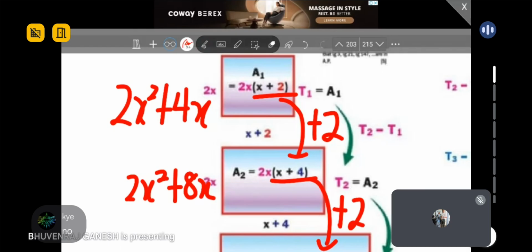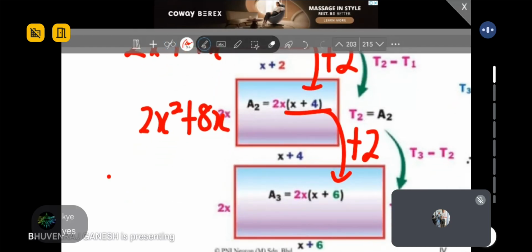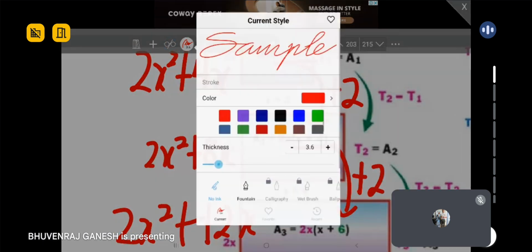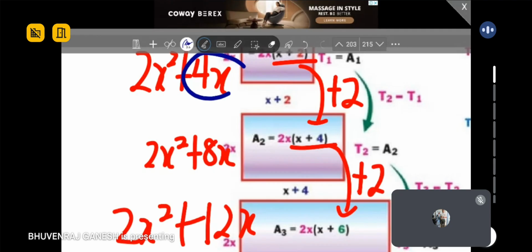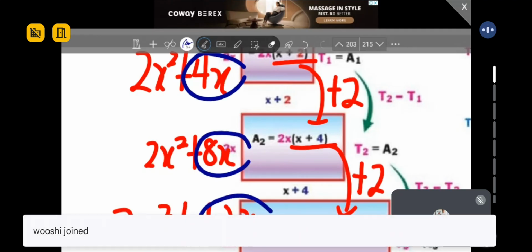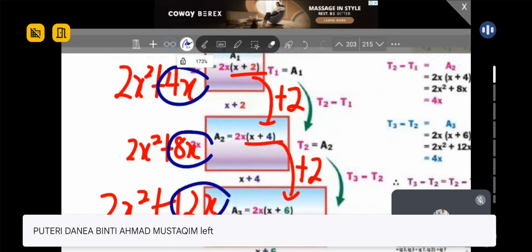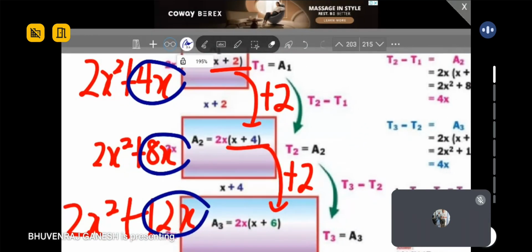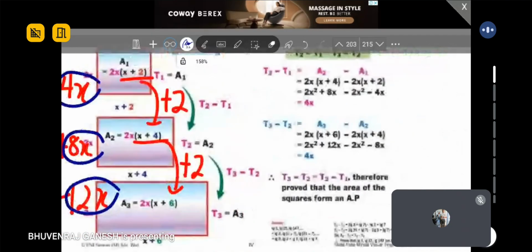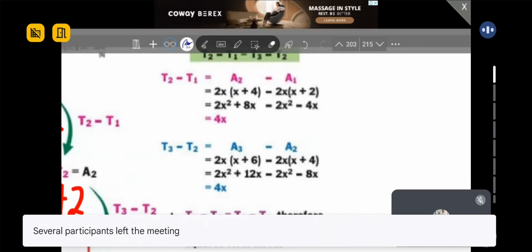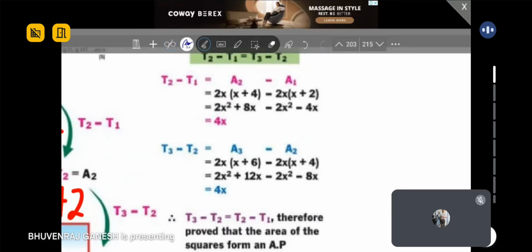You don't believe me? You try one more. Cuba lagi ke bawah. 2x squared plus 12x. Can you all see the pattern guys? So that's why I say you guys must expand. Kena kembangkan. So the difference is actually 4x. 4x adalah beza sepunya kamu. Don't get cheated guys. Jangan tertipu. Okay, make sure you expand first. Kena kembangkan. Alright? So that's why you see that your common difference here, everything is 4x. So how to prove is AP?